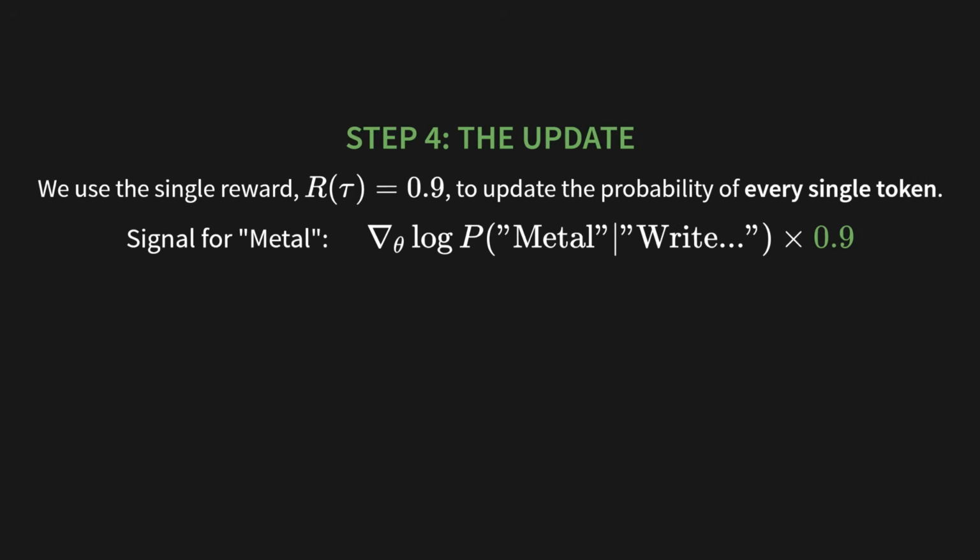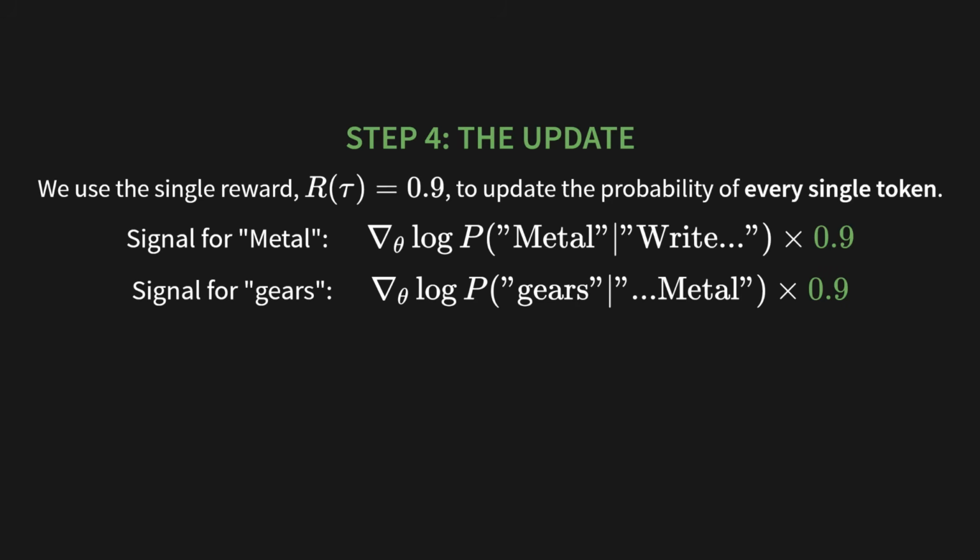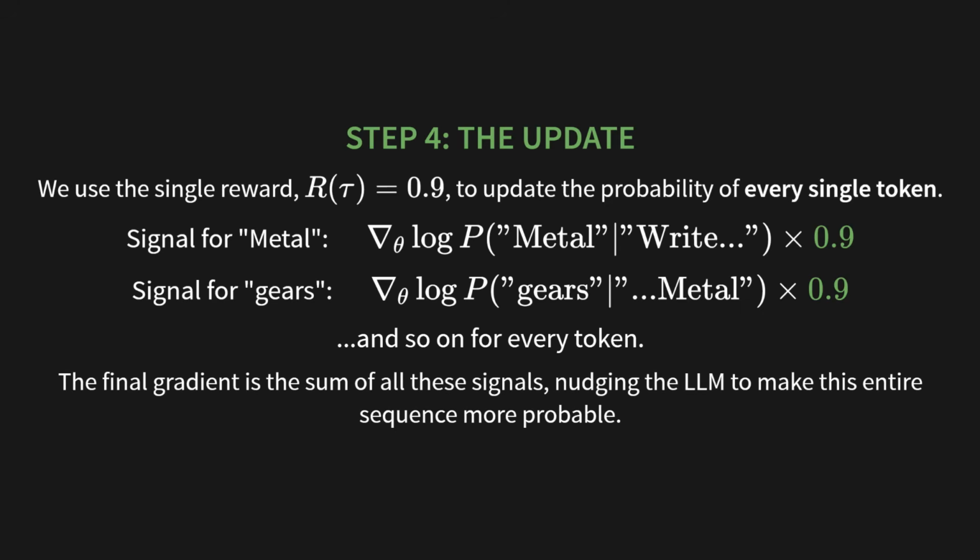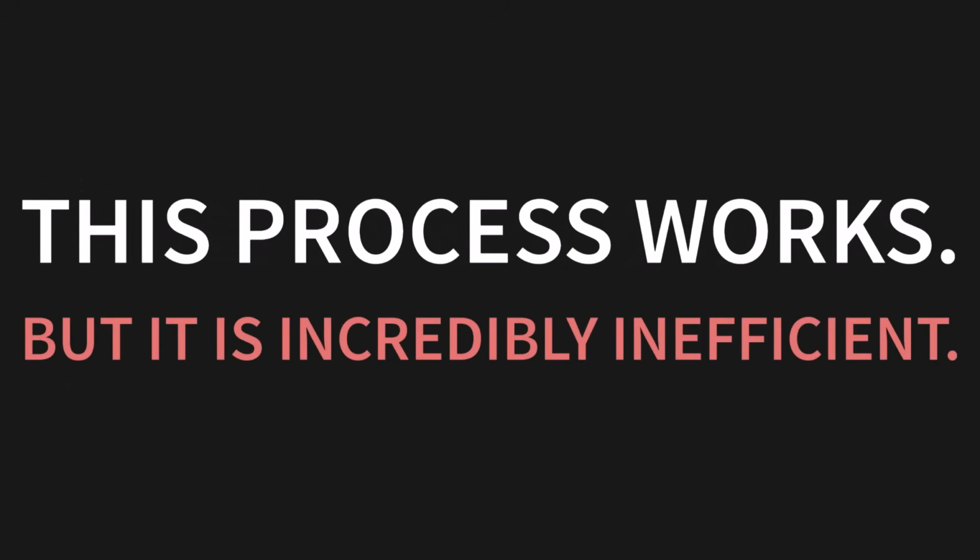Step 4, the update. This is where REINFORCE does its thing. We use that single reward, R of tau equals 0.9, to update the probability of every single token in that sequence. The signal for the first word, "metal", is the gradient of its log probability, times 0.9. The signal for "gears" is the gradient of its log probability, times 0.9. And we do this for every single token in the haiku. The final gradient is the sum of all these signals, which nudges the LLM to make this entire sequence more probable in the future. This process works, but it is incredibly inefficient.